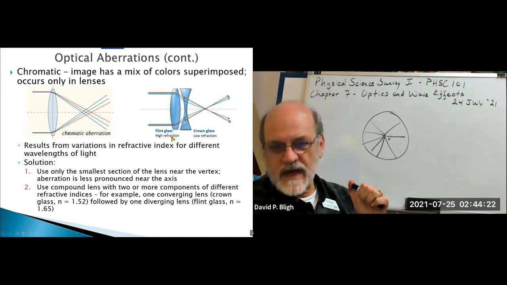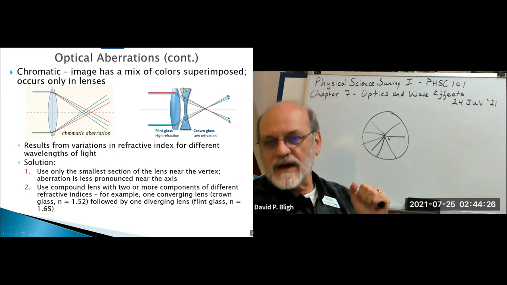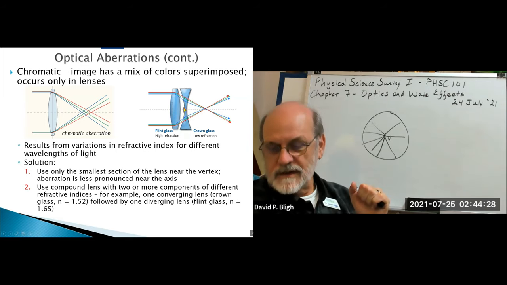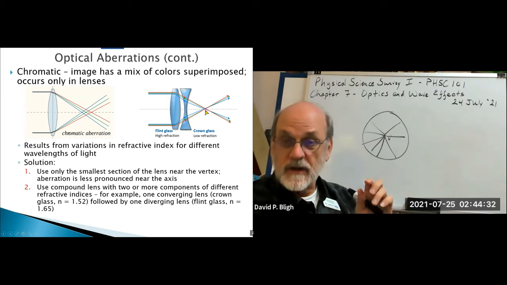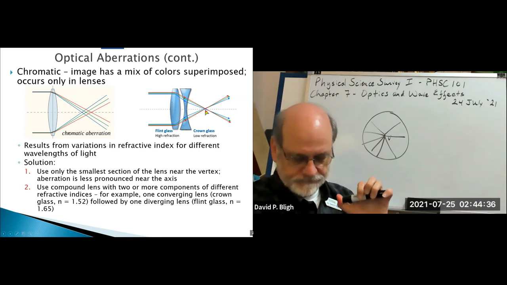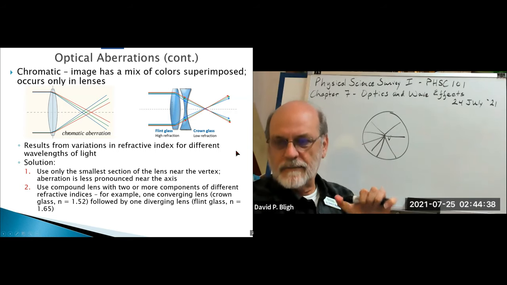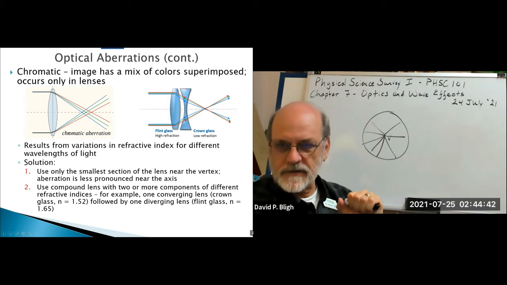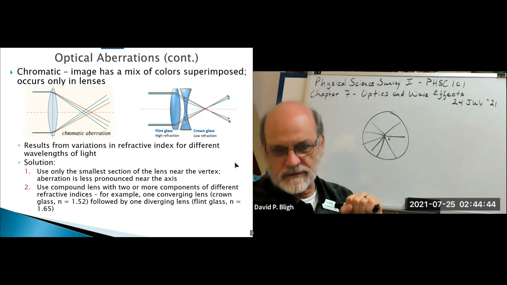So in this case, we have flint glass followed by crown glass, and we get a correction for chromatic aberration. Now, it's much more expensive to do it this way, but it does produce good lenses with little or no chromatic aberration.